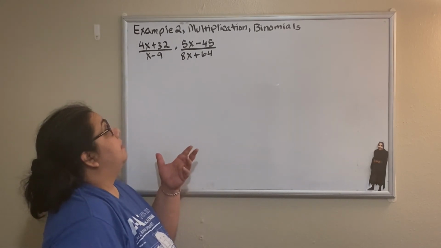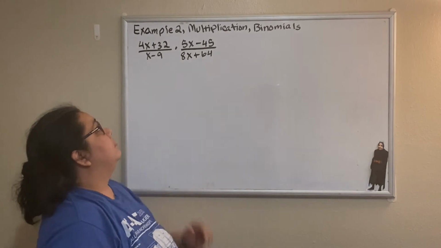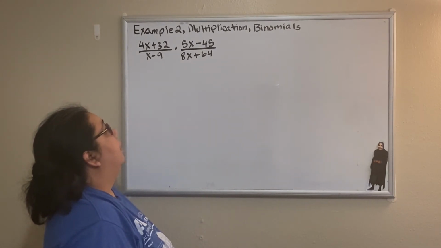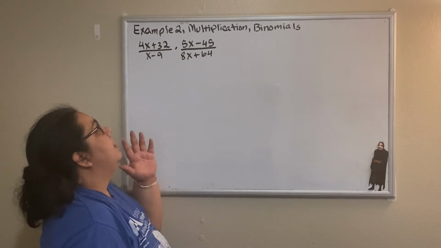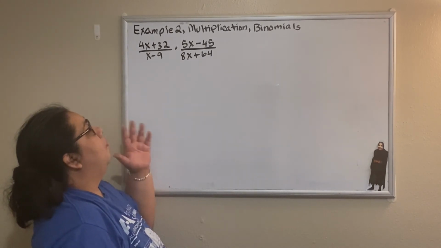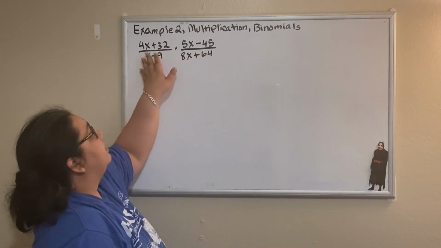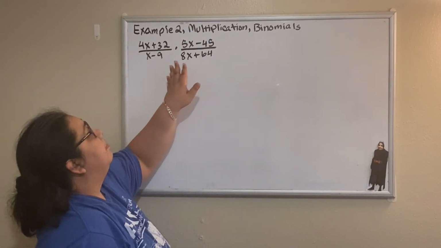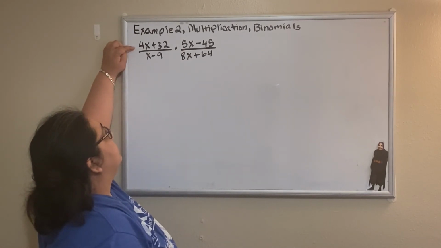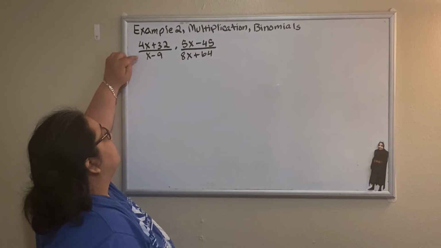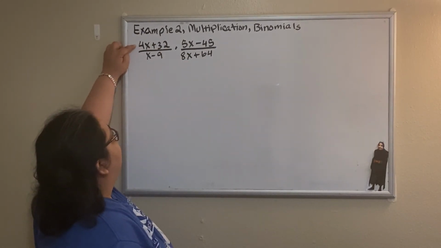Okay, here we have example 2. We are multiplying rational expressions. This time we're using binomials. Okay, so when you have a binomial or a trinomial or any polynomial that has more than one term, we need to check to see if we can factor any of the polynomials. So we need to check, can we factor 4x plus 32? Can we factor x minus 9? And so on. So we're going to start with 4x plus 32.